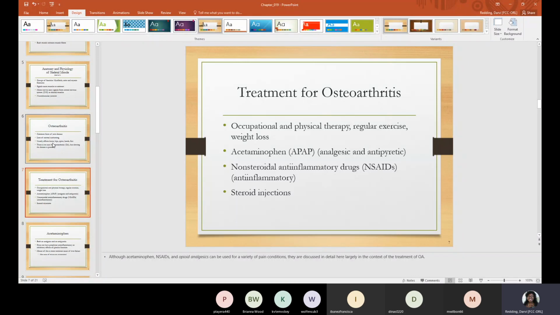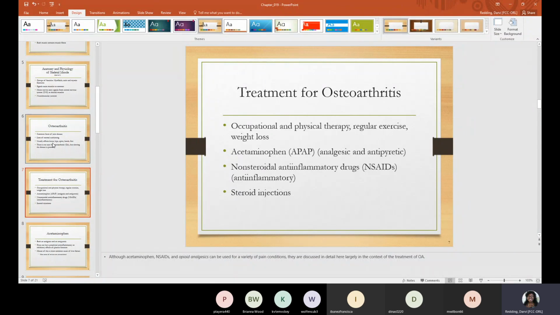Other drug classes that would assist with the treatment of osteoarthritis would include NSAIDs, which is an anti-inflammatory drug class. NSAIDs stands for non-steroidal anti-inflammatory drugs. So when it comes to drug classes, you have some drugs that are steroids that can assist with inflammation, and then you have some drugs that are non-steroids that can still help with inflammation. So we talked about NSAIDs, and then the other drug class that would help would be steroid injections.